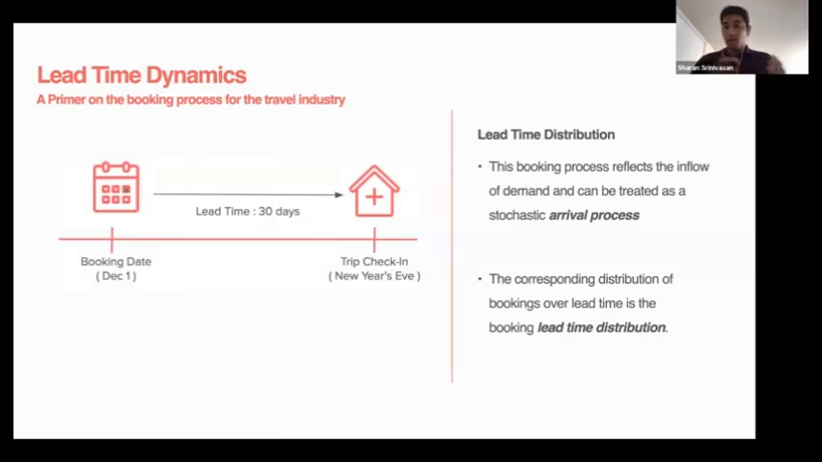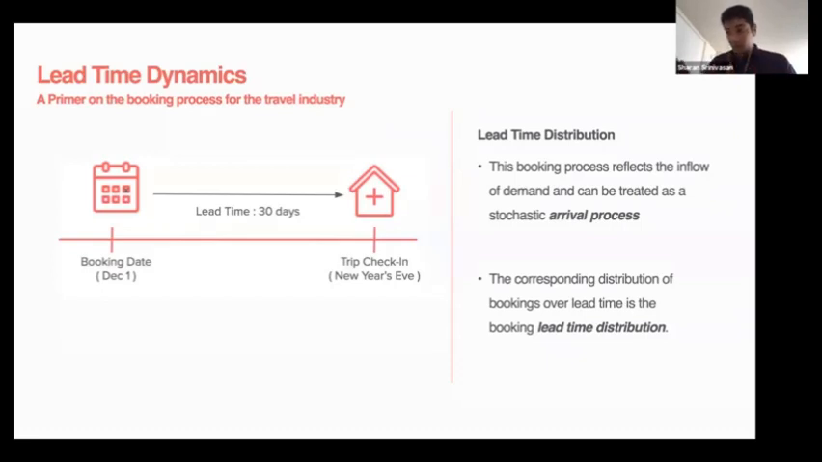As guests come into the platform, they tend to book at various different lead times. The lead time essentially refers to the time between the date of booking and the trip check-in. Taking a trip with a check-in of New Year's Eve, being booked 30 days in advance would mean a 30-day lead time. If you're going to book on the same day, so if I was sitting today looking for today's check-in, then the lead time would be 0.